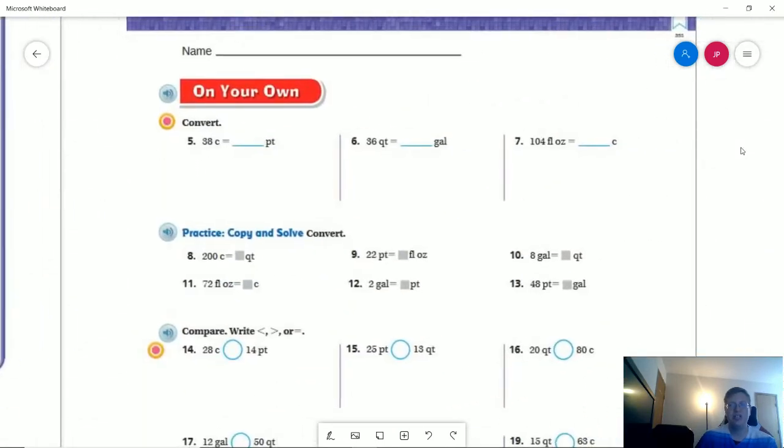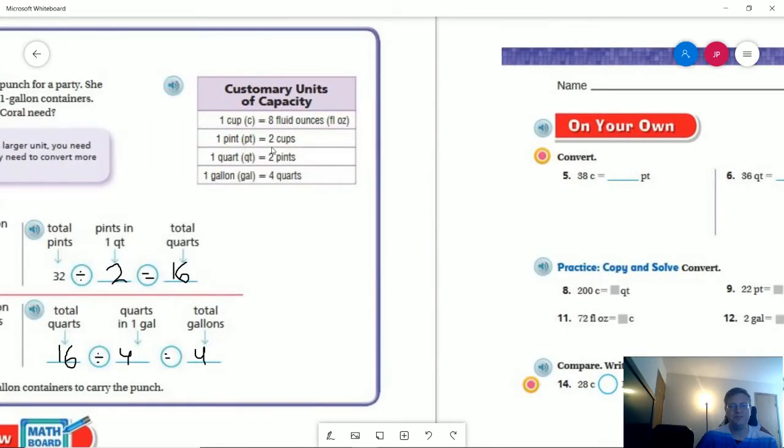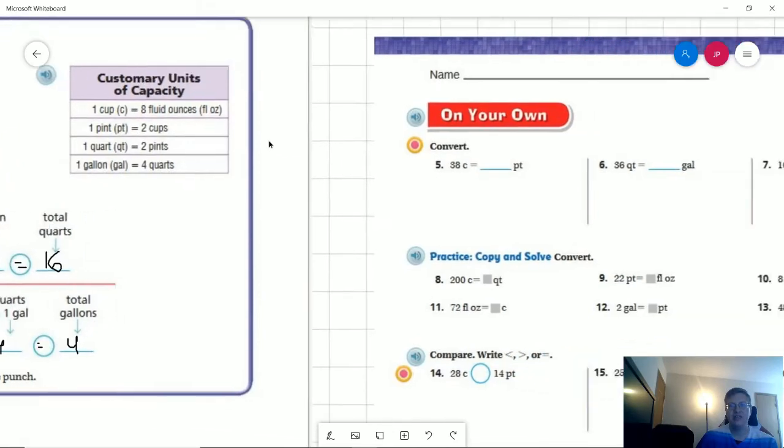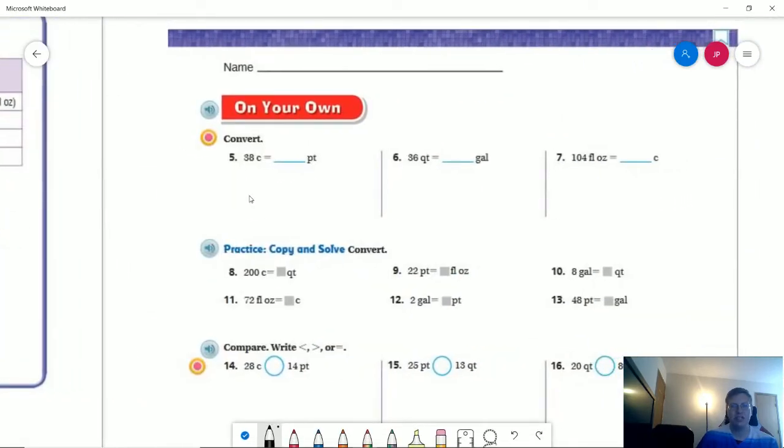And again, if you want to do any of these on your own, you are more than welcome to pause the video. So 38 cups to pints. My conversion rate, 1 pint is worth 2 cups, so I can take this number and divide it by 2, and that should give us 19. Number 7, 104 fluid ounces, so I can divide by 8 for this one. And so that should give us 13 cups.